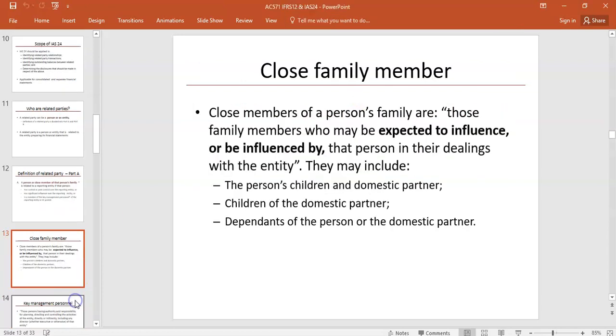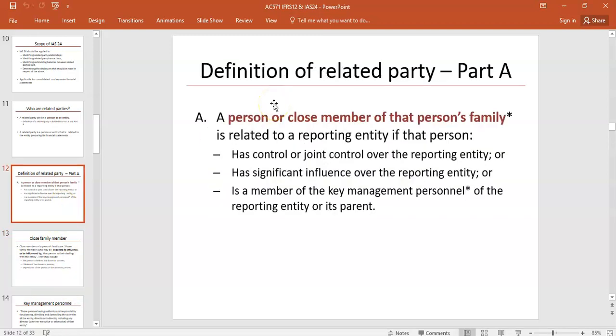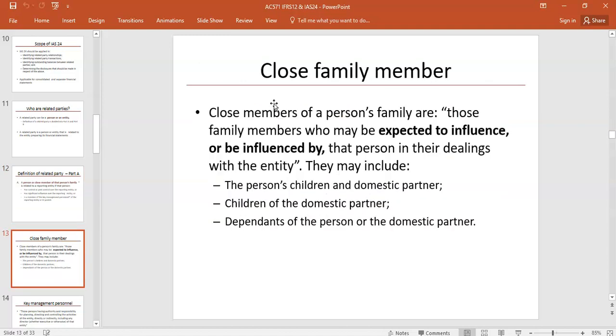So the point is here, a close family member is anyone who is expected to influence or be influenced by that person. So your children, your domestic partner, children of a domestic partner, dependents, etc. So your wife, your husband, your family members, even your parents might all fall in there. So you're essentially seeing the person and their family unit as a single reporting entity, in that if any one of those people has transactions with the company, so you sell something at an undervalue to your son, or you buy something at an overvalue from your daughter, all of that is a related party transaction and must be disclosed. If we didn't have those provisos about close family membership, it would be very easy to circumvent the requirements.